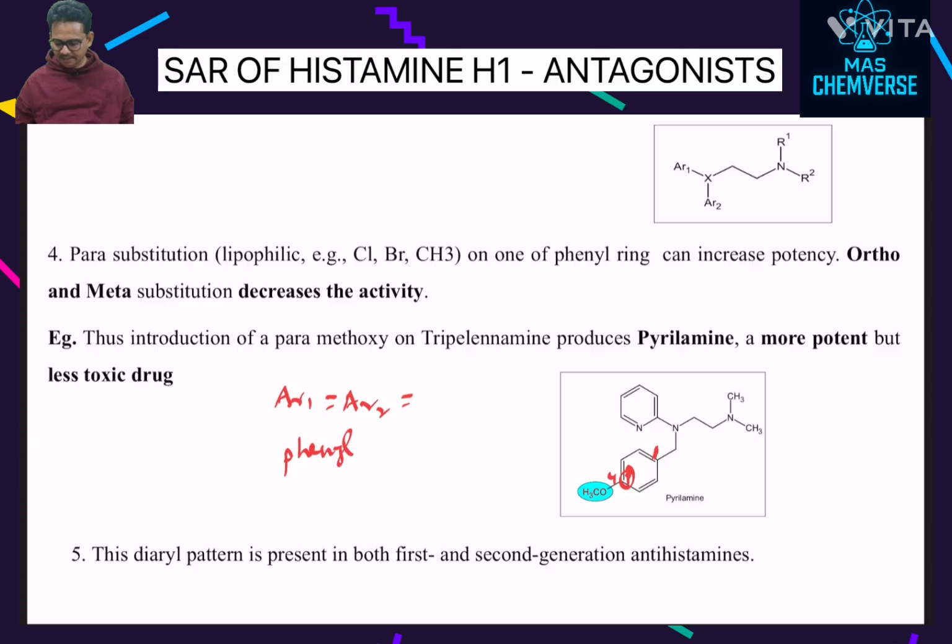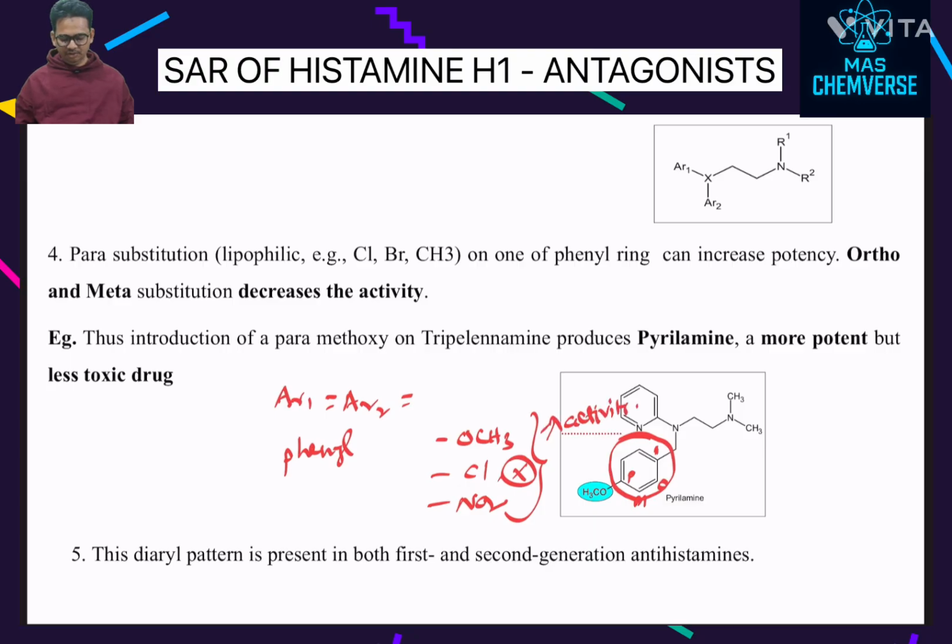This is called the para. What position is it called? Para position, because this is the ortho, this is the meta, and this is the para position. It means para position substitution on the phenyl ring, any phenyl ring. At the fourth position, substitution with an electron withdrawing group, like the methoxy group or the chloro group, any halogen, or the nitro group, all of these are responsible for increasing the activity.